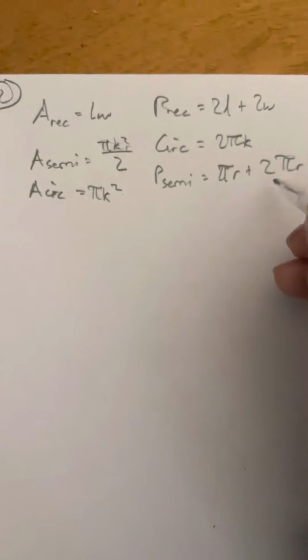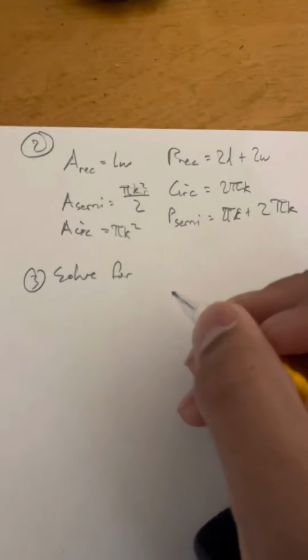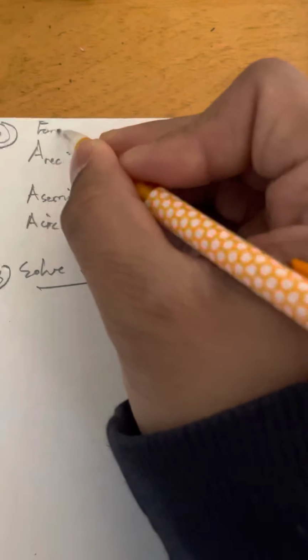And we can actually rewrite these. So this would be pi times k squared. Same with this, k squared, and then k and k, because we have the variable for it. The third step would be to solve for k. These were the formulas.